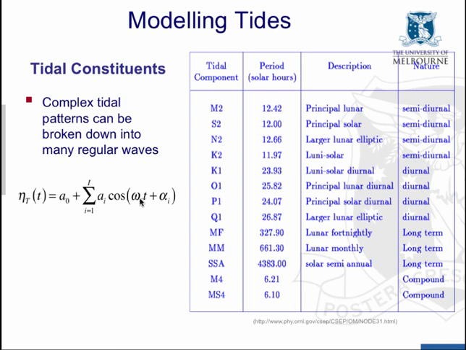as a naught. So this is, of course, the angular frequency, which is 2 pi divided by the period, which we know for each of those three terms. So if we knew what the amplitude was, then we can work out what the water level is for any point in time.